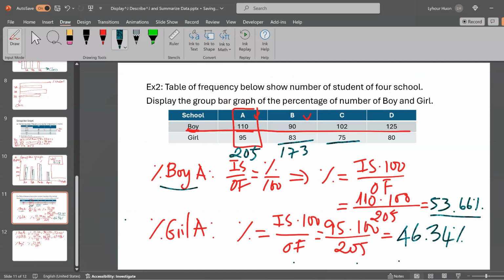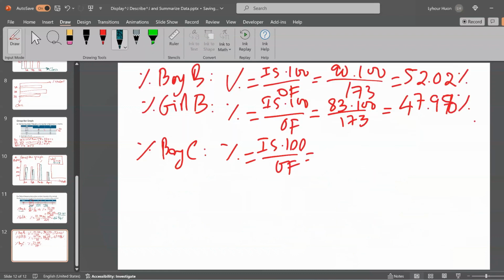For C, the number of boys is 36.28. Okay, wait, I need to do it. The total is 177, so 36 times 100 divided by 177 will be equal to 36.28.